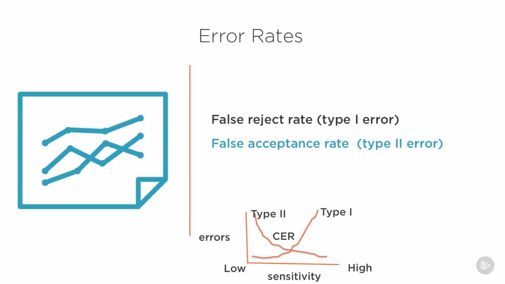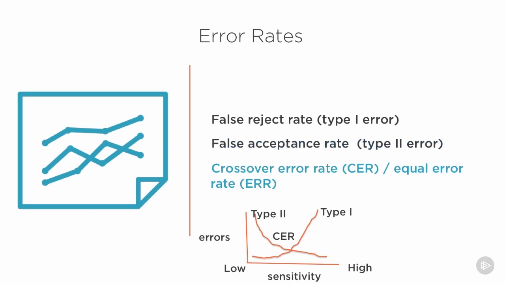Now, these two types of errors will intersect in something we often call the crossover error rate, or sometimes known as the equal error rate. When we are considering and comparing different types of biometric devices, we will usually use the crossover error rate as the indication of the optimum value of accuracy of that device. Now, that doesn't mean we'll use that setting. If we have a very secure facility, we may increase the sensitivity beyond the crossover error rate just to make sure we keep unauthorized people out.